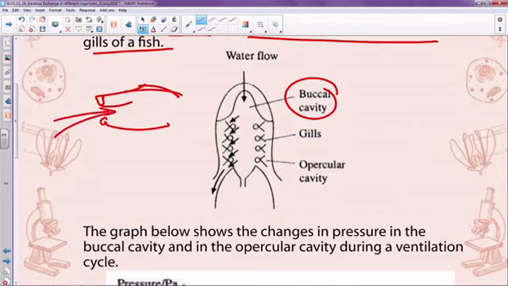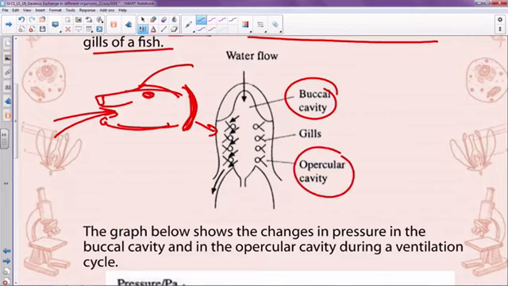So you find water constantly entering the mouth, and here you've got the opercular opening. On the side of the fish you've got the covering called the operculum, and under it you've got the gills which we've illustrated here. So you've got the opercular cavity under which you've got your gills, and these gills constantly receive the water that travels over them, and then it's released.